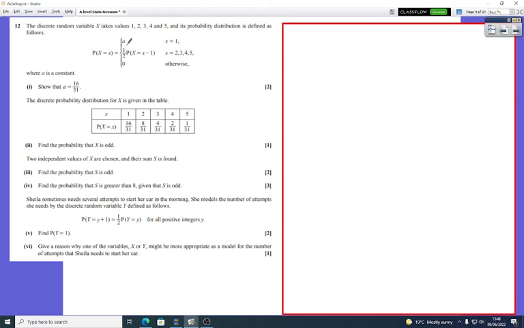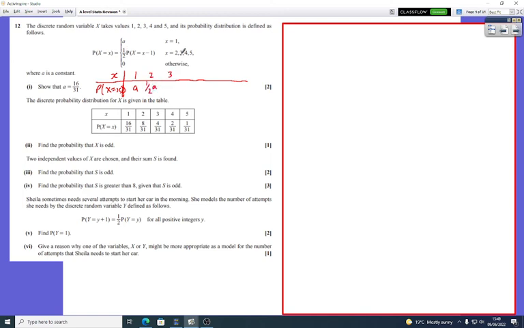What I'm going to do is put a table here, x, and then the probability that large X is equal to x. This is part of the working out. First of all, if x is 1, that will be a. Now when x is 2, that's 2 take away 1 is 1. The probability of x equal to 1 was a, so it's going to be half that, so that's half a.